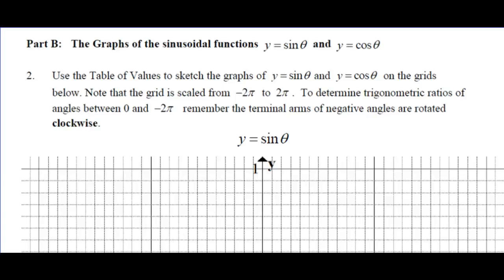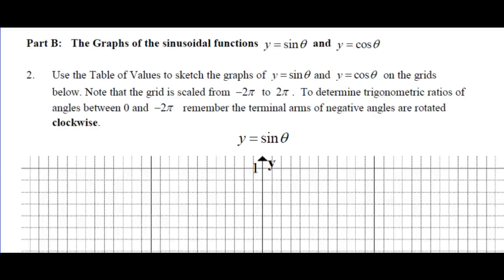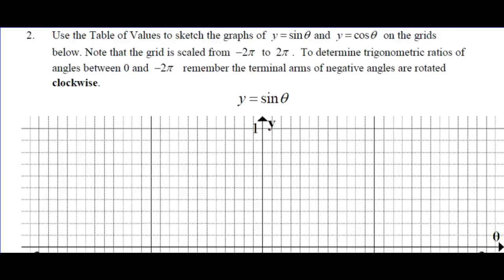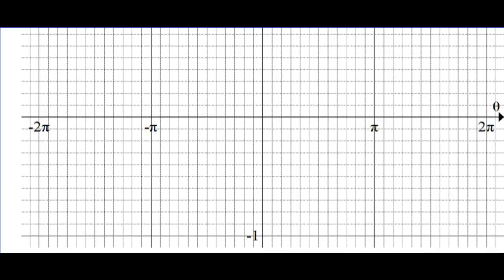What number did 2, 3, 4, and 6 all go into? 12. So when we do graphs of these, use the table of values, sketch, and note the grid is scaled. Determine the angles between 0 and -2π. Remember the terminal arms are rotated clockwise. So when we do this, here's the scale we're going to give you.